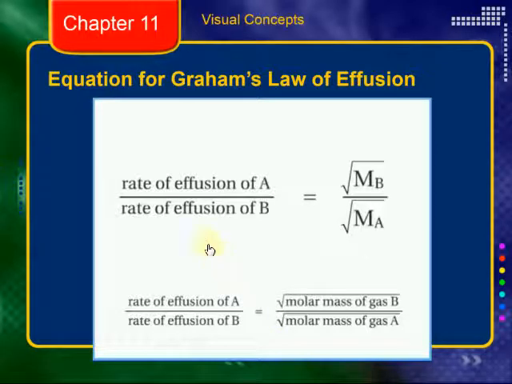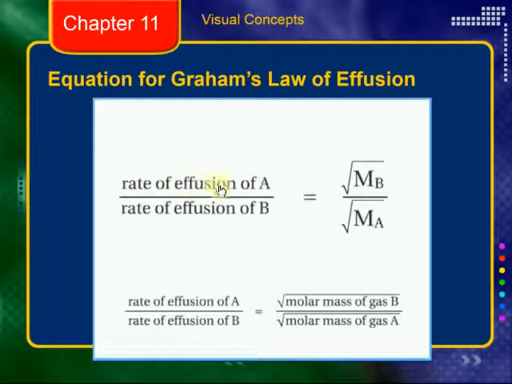Thank you, Robot Lady. One thing I do want to point out here is when we get into this square root form, we have the rate of effusion of A as a numerator. A is on the denominator over here on the molar mass side. This is what I want to point out. You got to crisscross the A's and the B's for this relationship to work appropriately.